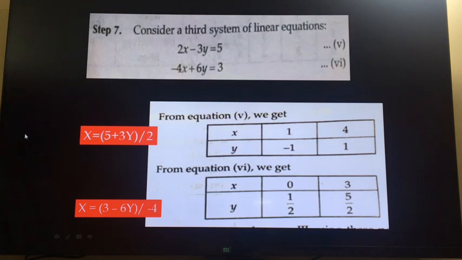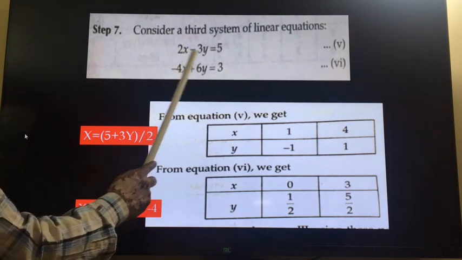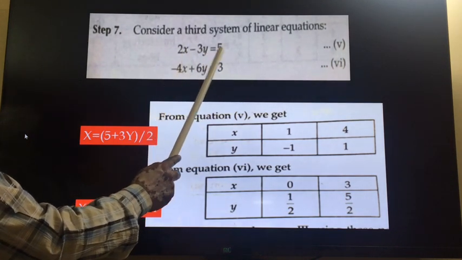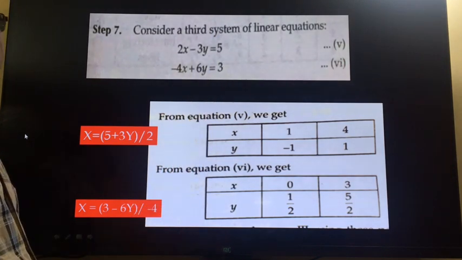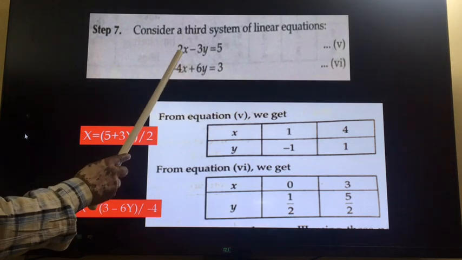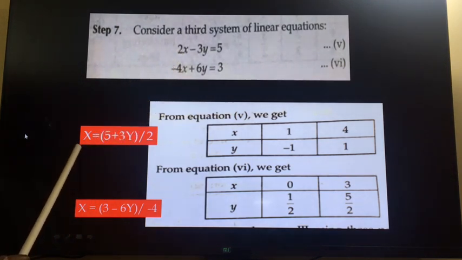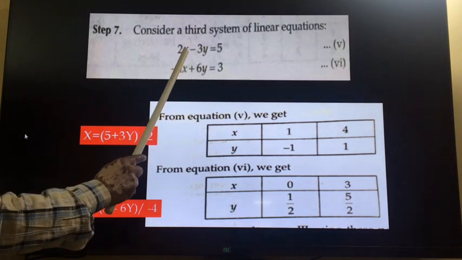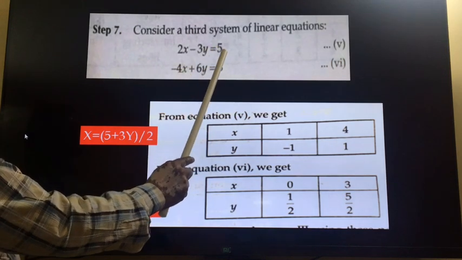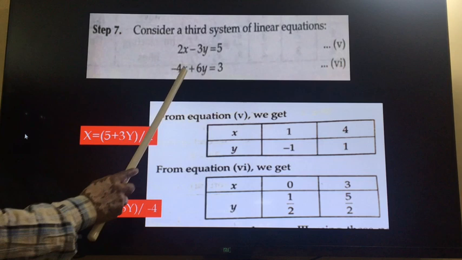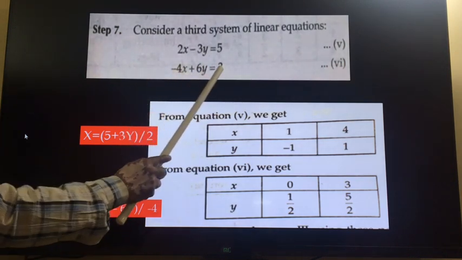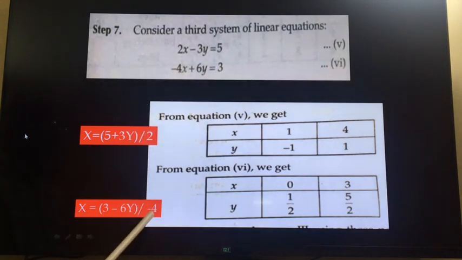Now come to the third condition. For the third condition we are taking 2x minus 3y is equal to 5 and minus 4x plus 6y is equal to 3. These are the two equations we have taken. From the first equation we will find the value of x. x will be equal to (5 plus 3y) upon 2. So (5 plus 3y) upon 2, and from the second equation we can write the value of x. x is equal to (3 minus 6y) upon minus 4.